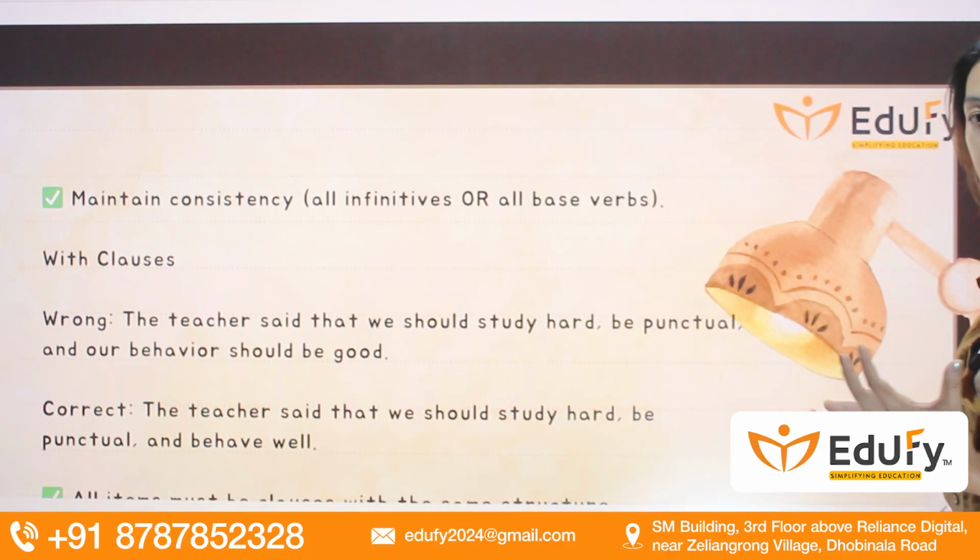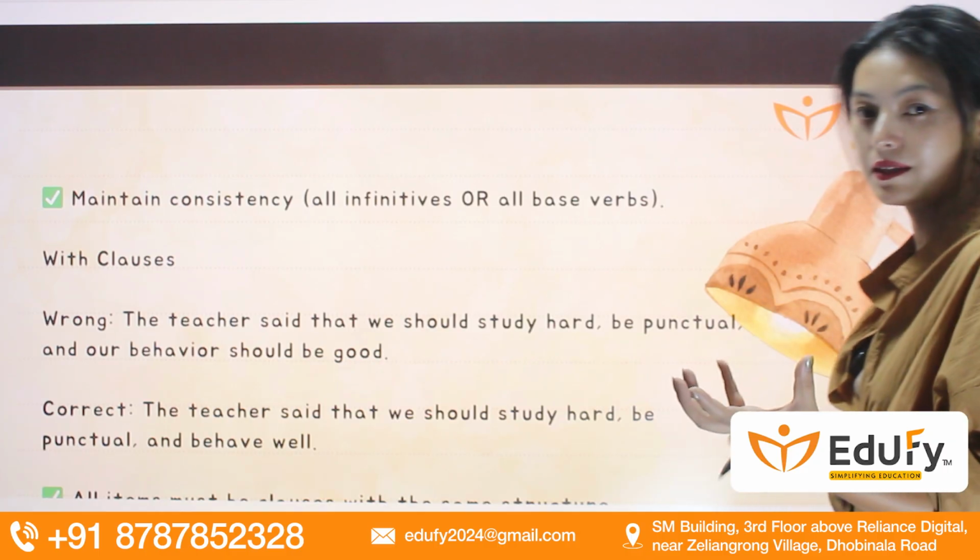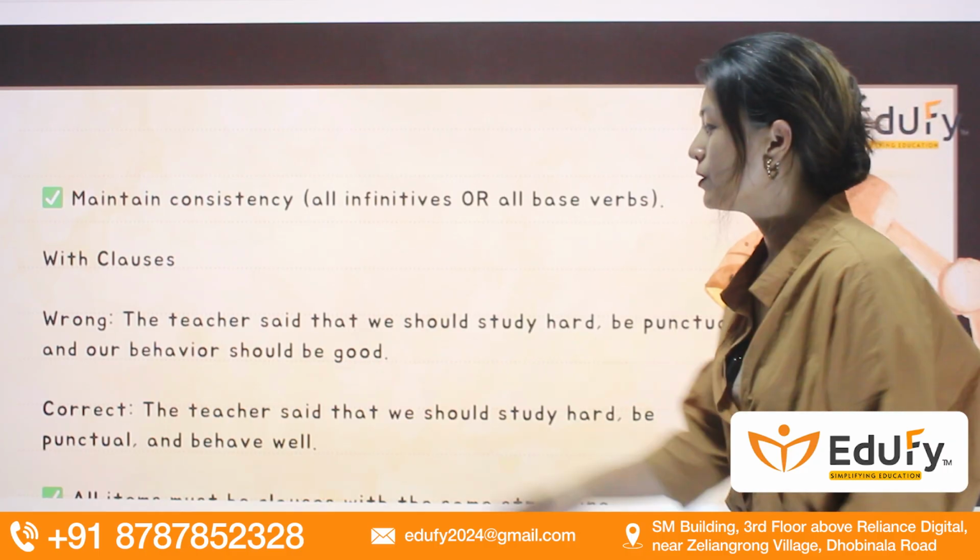Okay. In the last one, that is with clauses, we use parallelism when we want to show that there is some kind of relation between the first statement and the second statement. Okay, so how do we do that?